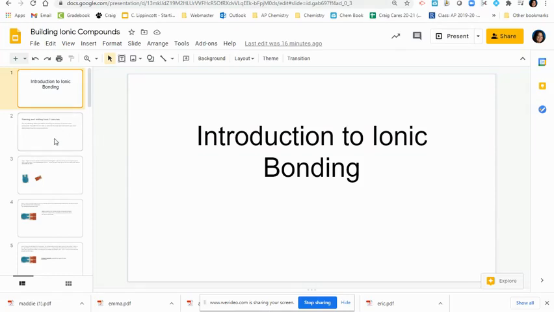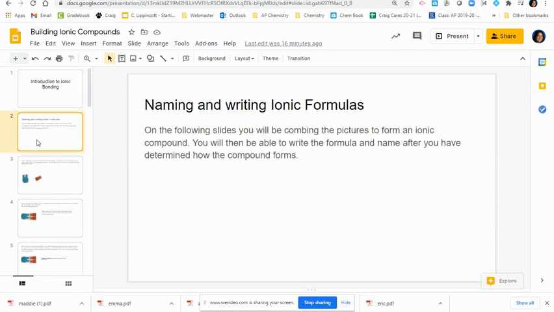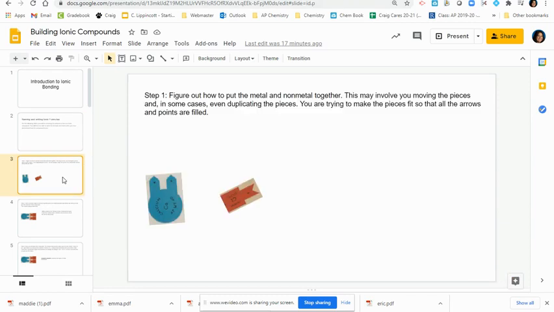So I'm going to take you through the starting of this introductory project for ionic bonding. On the following slides, you're going to be combining pictures to form an ionic compound. You'll then be able to write the formula and the name after you've determined how the compound forms. I've got a few samples here for you to start out with, and then I'm going to let you try this on your own.